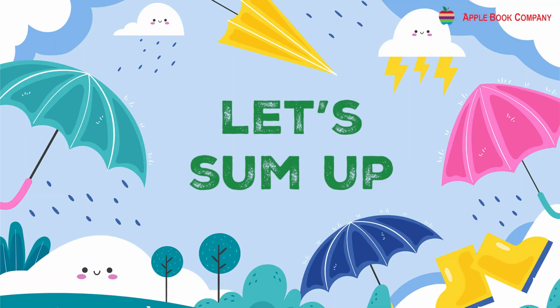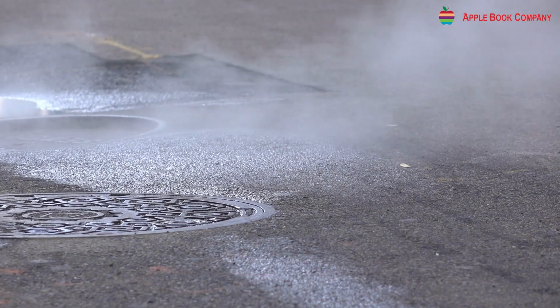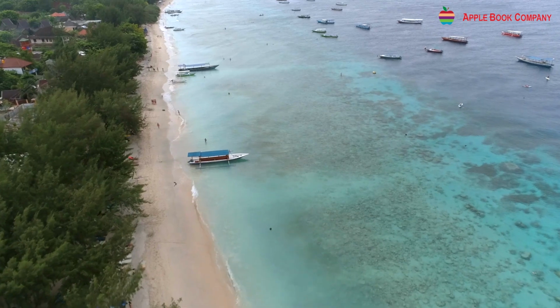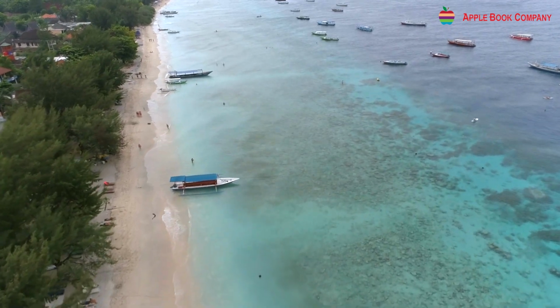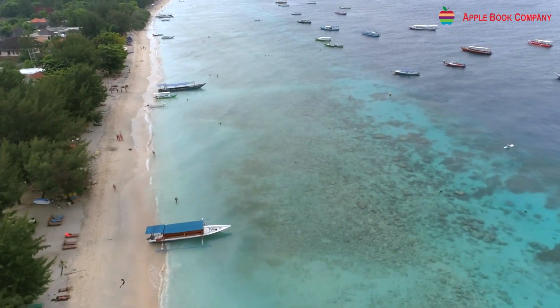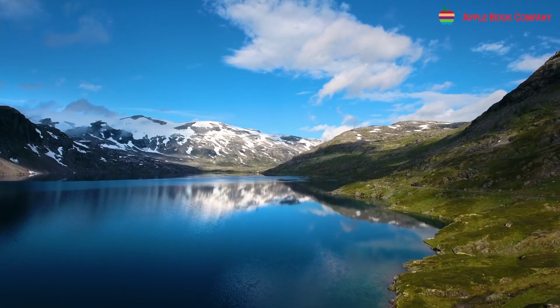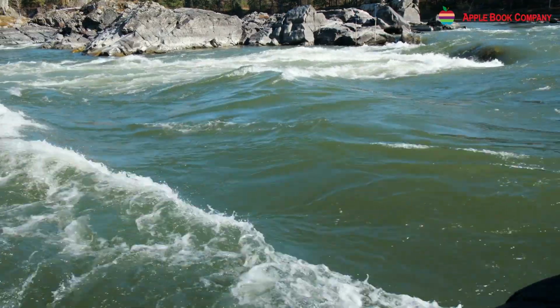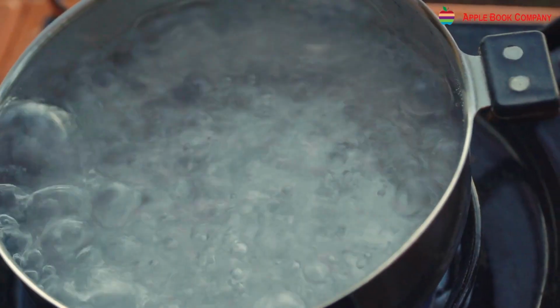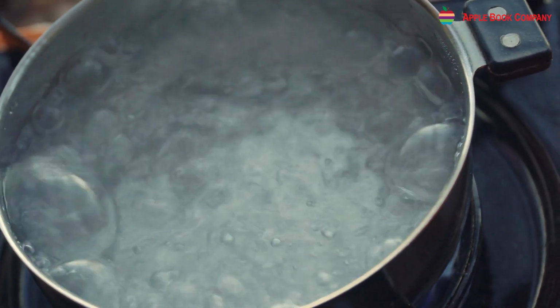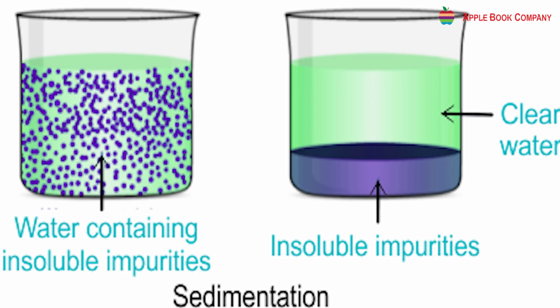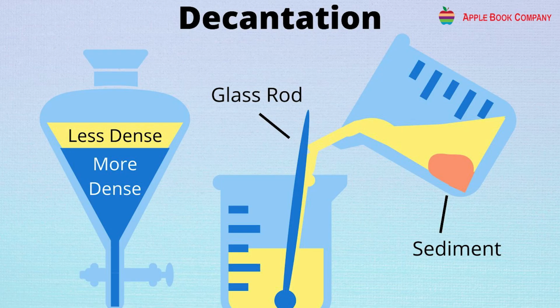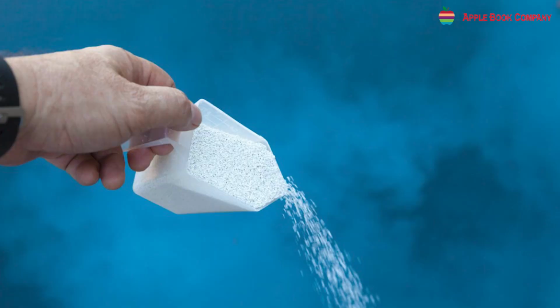Let's sum up. The sun causes change in the weather. Air is a mixture of gases. In coastal areas, air currents cause the sea breeze and the land breeze. Water is the most abundant substance on earth. Water exists in all three states on the earth. Water can be purified by boiling, sedimentation, decantation, filtration, and chlorination.